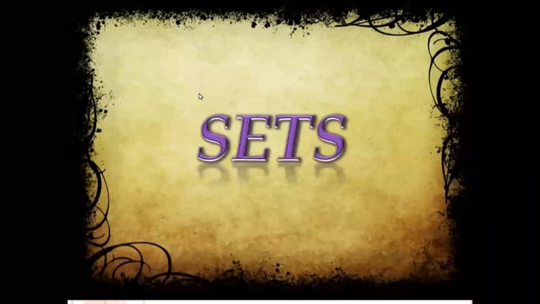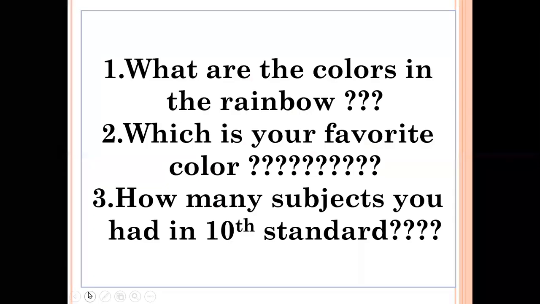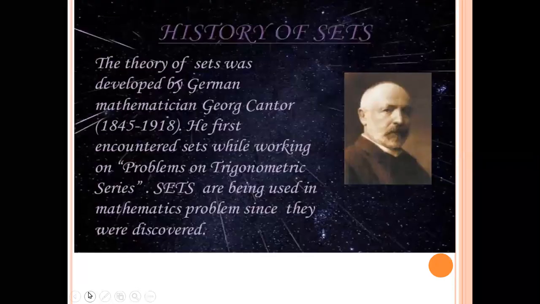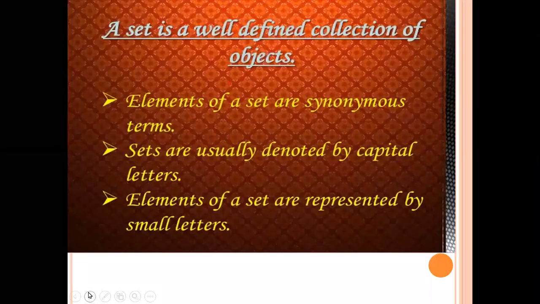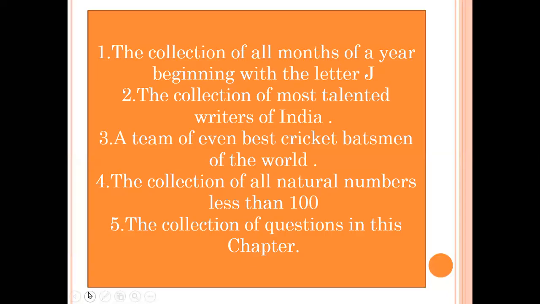Okay, so far we have studied the definition of sets. A set is nothing but a well-defined and well-distinguished collection of objects. A set is usually represented using capital letters, and the elements inside the set are represented using small letters.